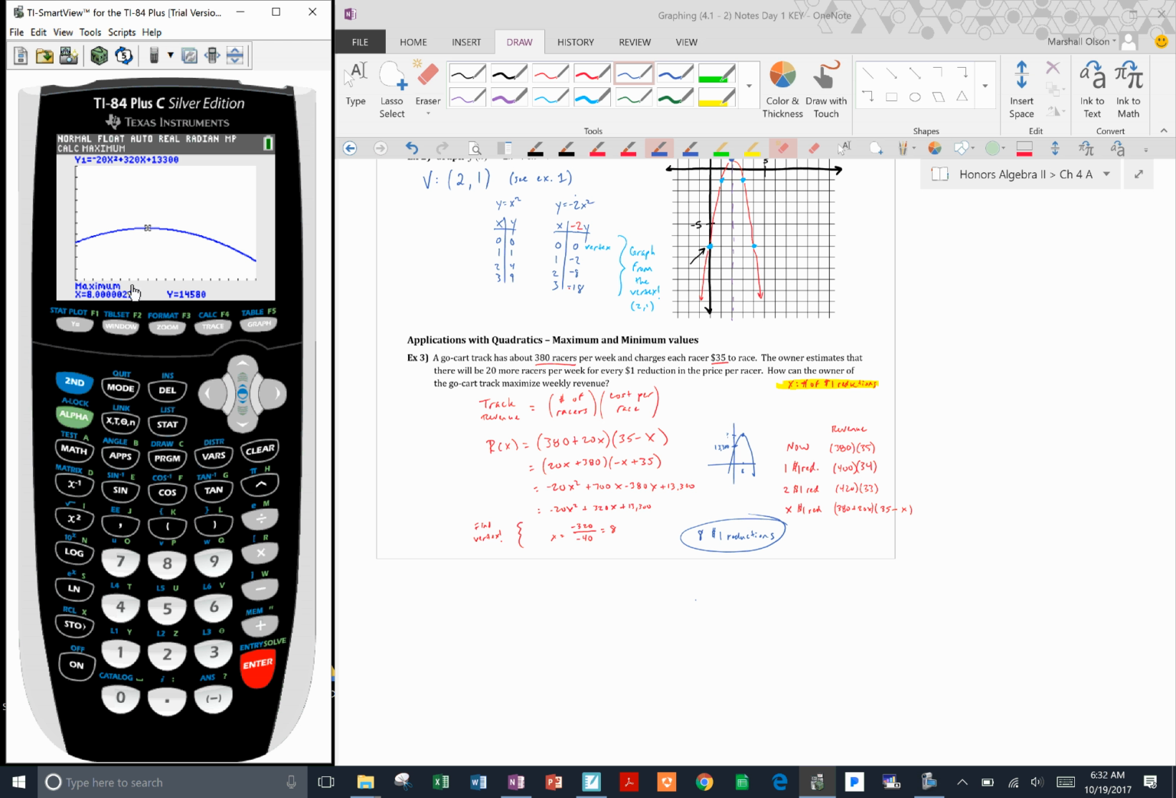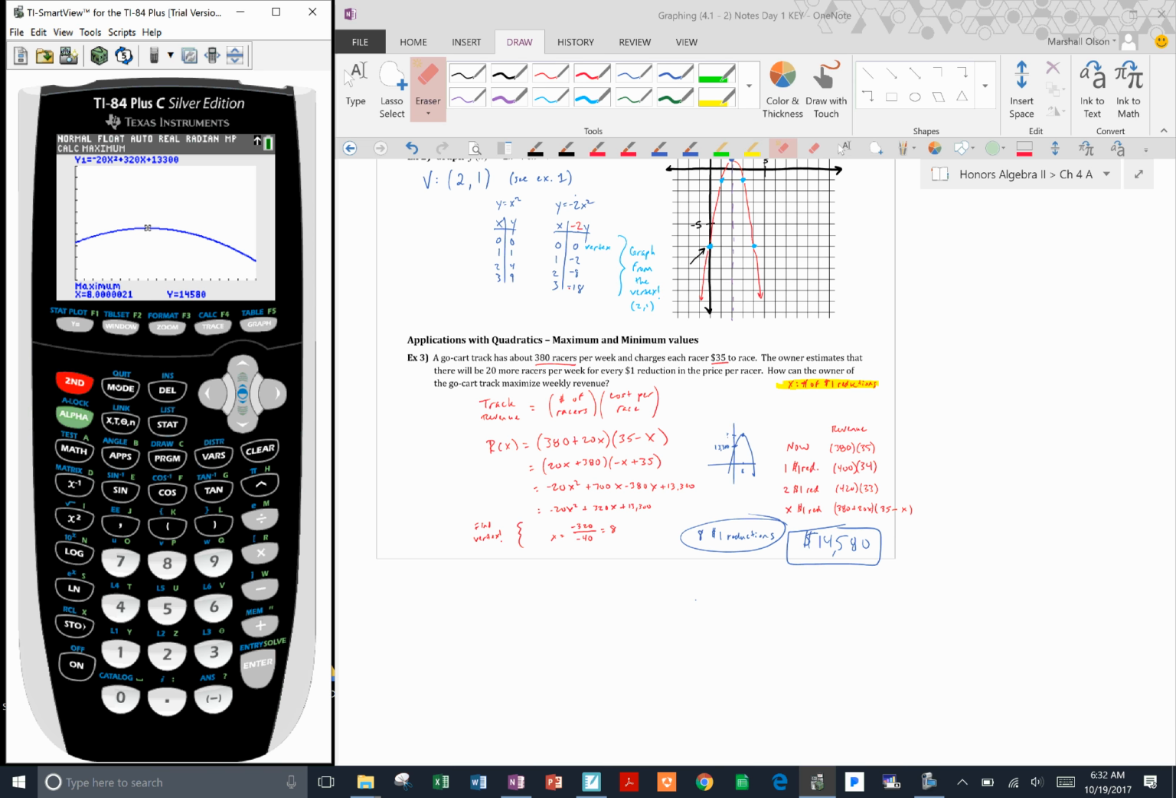There's that value 8, as close as it possibly can be. And there we have our revenue, 14,580 is our revenue. So he'd go from the 13,300 that he's at right now. It's currently what he's at. And you'd go up to 14,580.